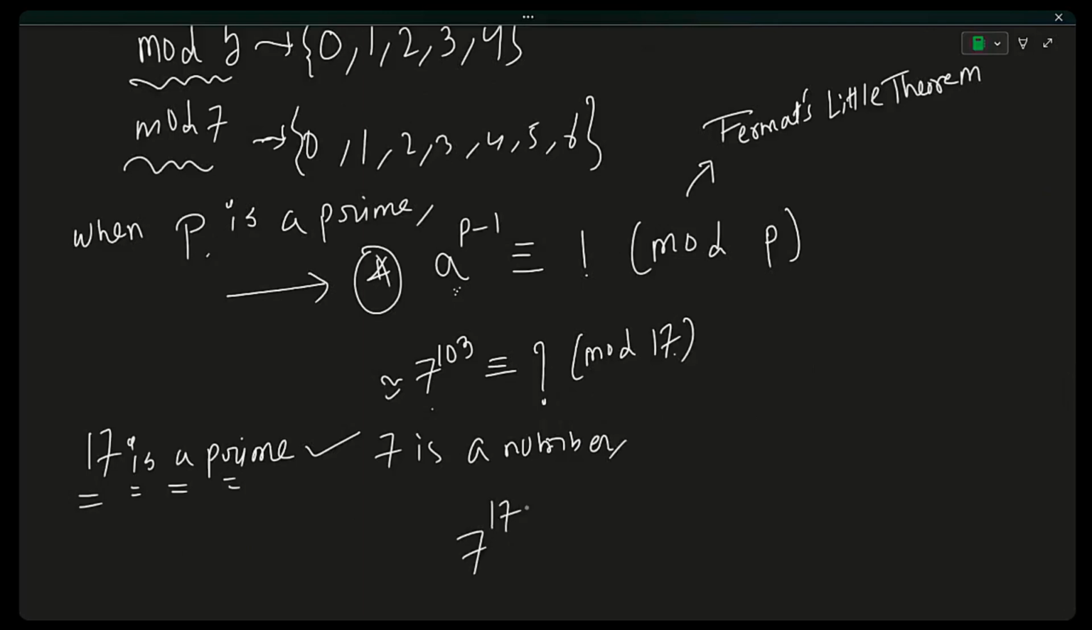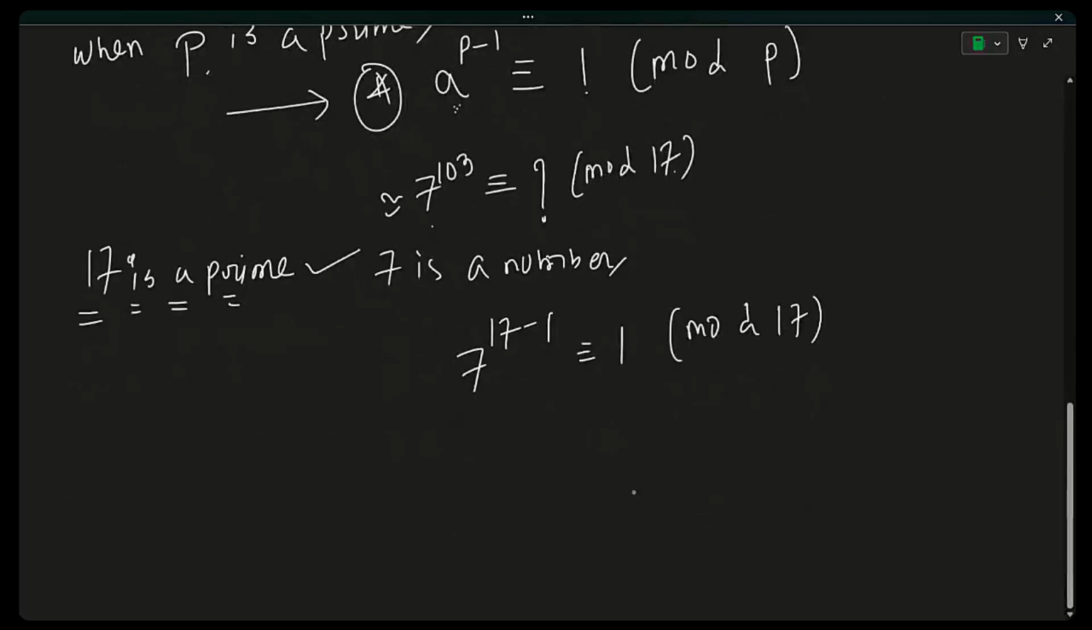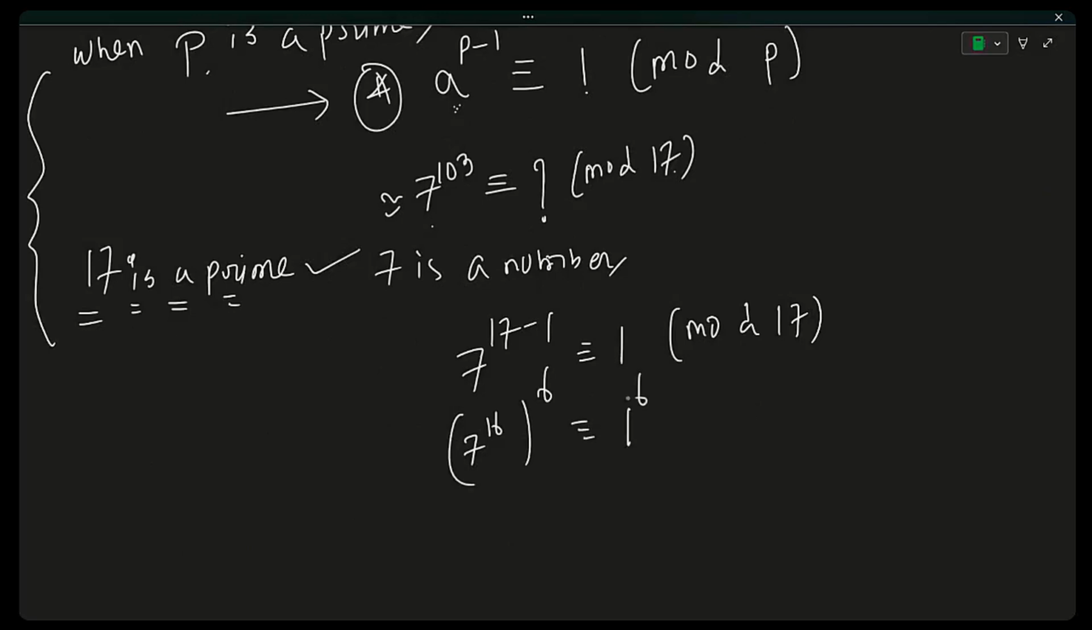7 to the power 17 minus 1 क्या होगा? Congruent to 1 mod 17. करेक्ट. तो ये ऊपर तक का थ्योरी था. यहां से मेरा प्रॉब्लम सॉल्विंग अभी स्टार्ट हो रहा है. तो 7 to the power 16 है 1 mod 17. आप बोथ साइड को पावर 6 में रेज कर दो, तो यहाँ पे भी पावर 6 में रेज हो जाएगा. ये बन जाएगा mod 17. तो 7 to the power 96 is congruent to 1 mod 17.